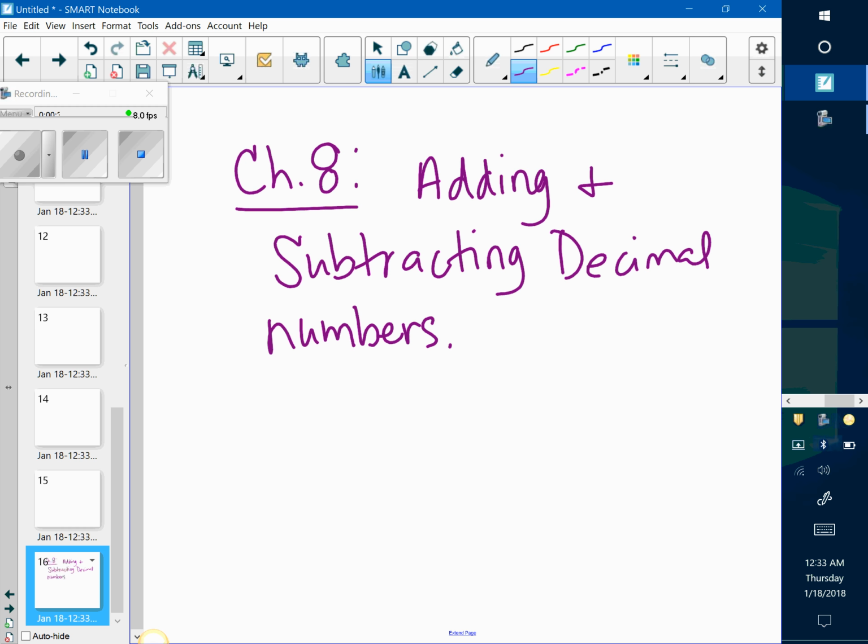Okay, so after the learning objectives for this chapter, so after you've read through Chapter 8 and watched this video, you should be able to perform addition of decimal numbers and perform subtraction of decimal numbers. As I'm going through the examples, I'll explain some of the things to you.